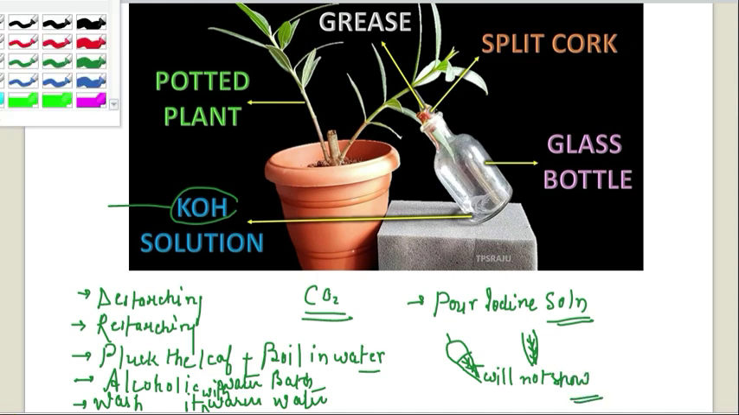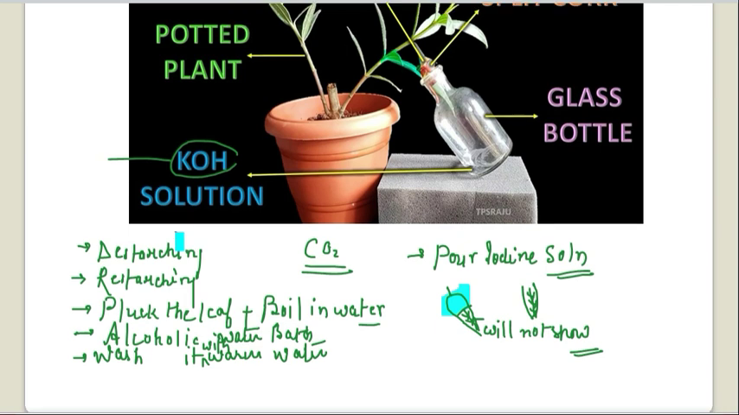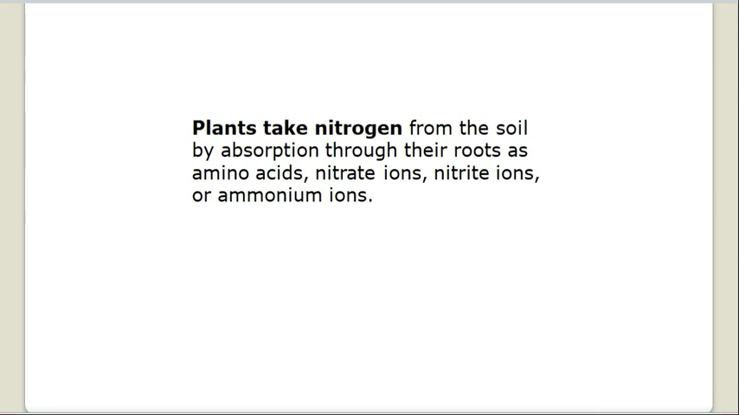Which region will show? This region, which is outside the bottle, as it gets the CO2 from the atmosphere through the stomata present on the surface of the leaf. So this shows that yes, CO2 is necessary for photosynthesis, right? So these are the three experiments which you have to consider in your syllabus.